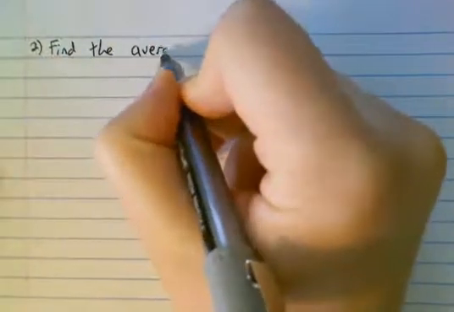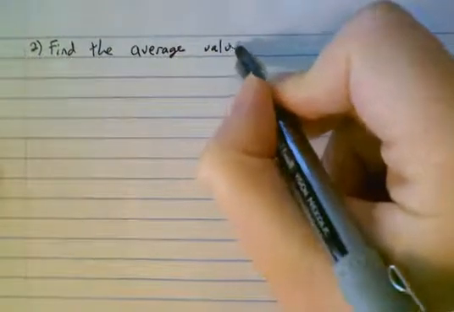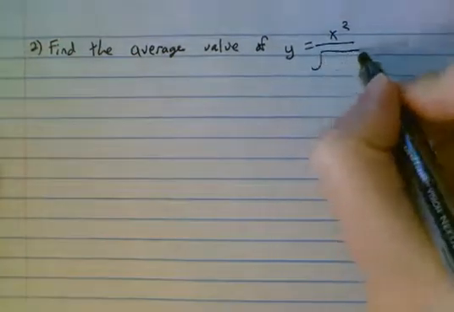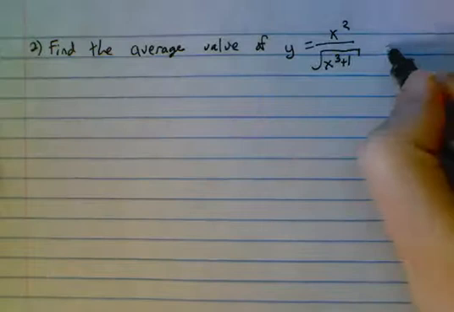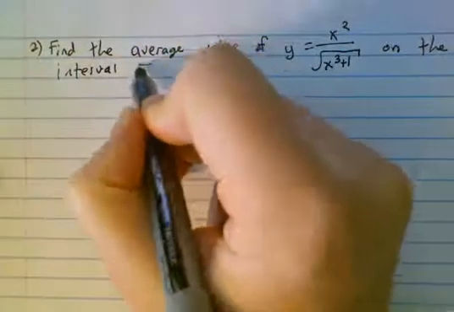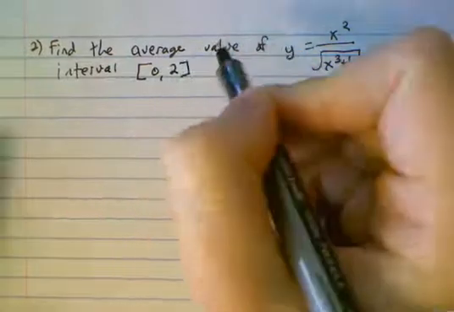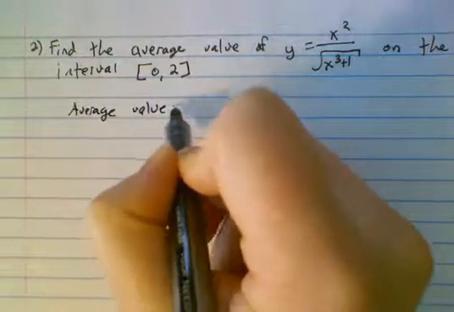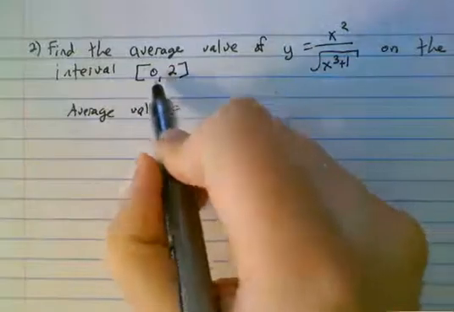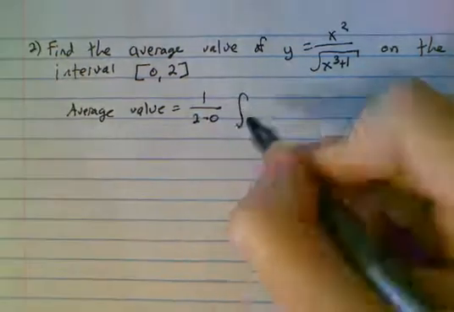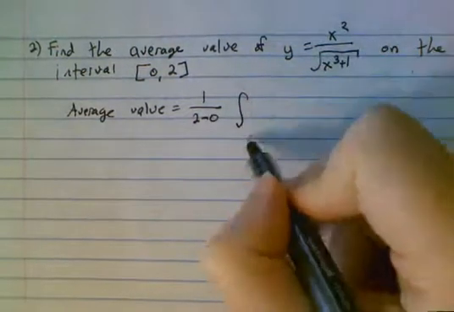How about we find the average value of y equals x squared over the square root of x cubed plus 1 on the interval 0 to 2. We know average value is the width, so the distance from 0 to 2, which is just 2 minus 0. And then we're going to be going from 0 to 2.